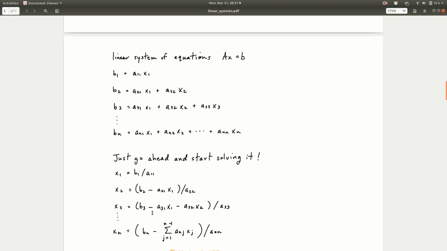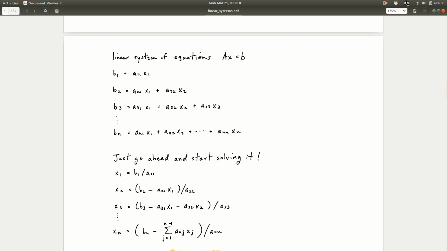I get b3 minus a31 x1 minus a32 x2, whole thing divided by a33. And you can see that conveniently now I know b3, a31, a32, and a33. Those were all given to me. I already know x1 from the first equation, and I already know x2 from the second equation, which required me to know x1. So you can see that these will build upon each other.